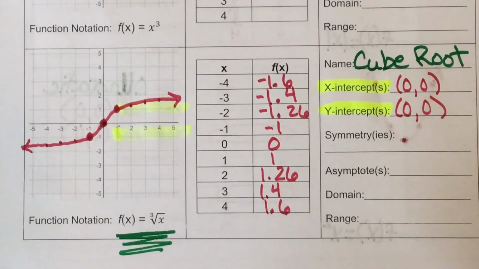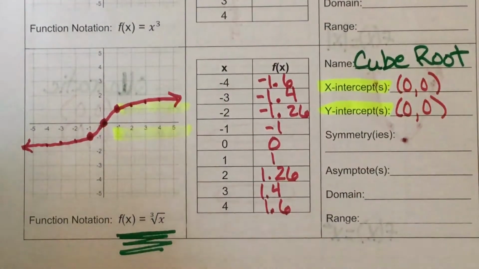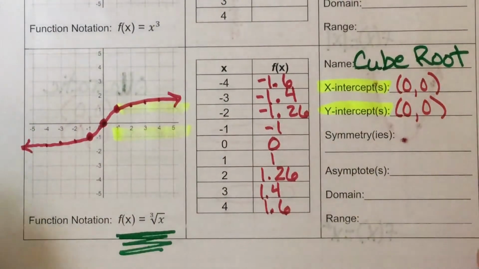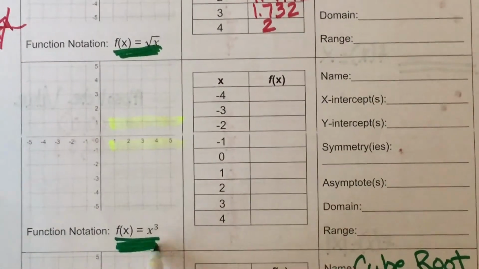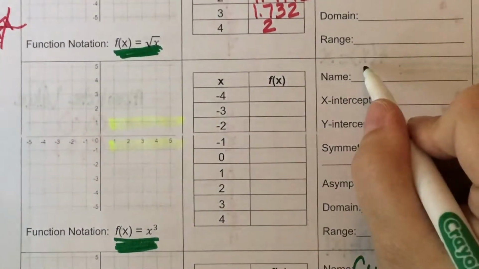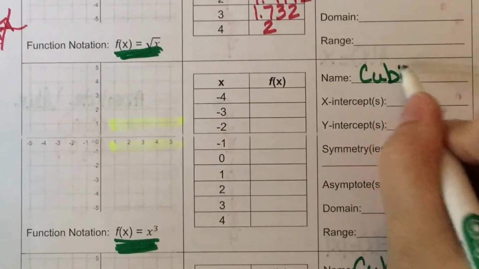Now, I do think I'm going to tell you the name of the one up above, but I think I'm going to not fill it out, so you have to figure that out for yourself. So this one here, when the equation is f of x equals x cubed, that is our cubic parent function.